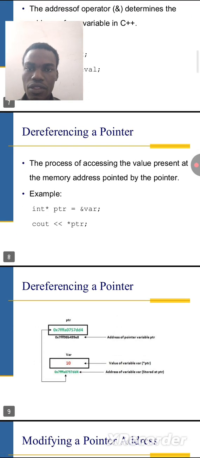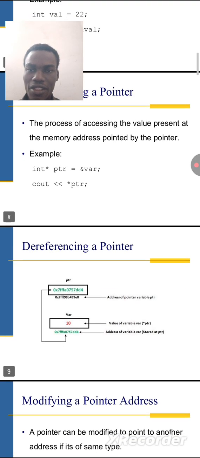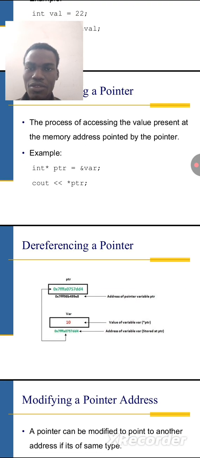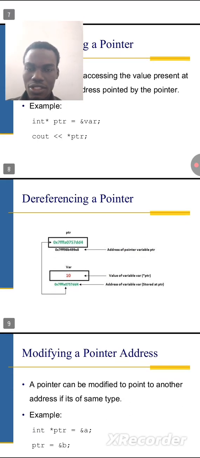Dereferencing a pointer is the process of accessing the value present at the memory address pointed to by the pointer. So you want to find out what is in the pointer. You have to print out, and then you bring the asterisk and then the name to print out what is in the pointer, or what you have assigned into the pointer.